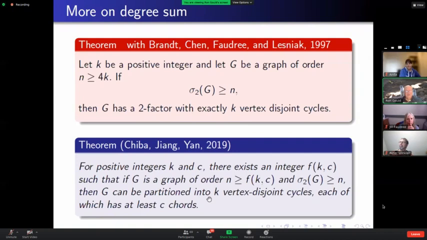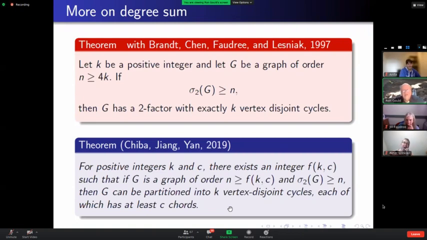Well, very recently, Chiba, Jiang, and Yan showed the following result. So select your favorite positive integers k and c. Then there's another integer f that depends on k and c, so that if G has order n at least f of k, c and sigma 2 at least n, just the Ore condition, then G can be partitioned into k vertex disjoint cycles, each of which has at least c chords.